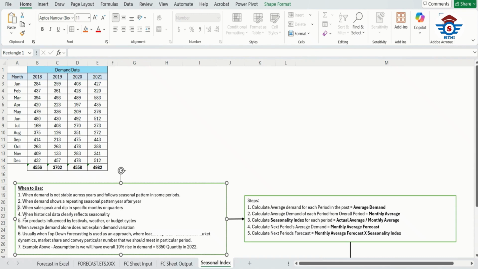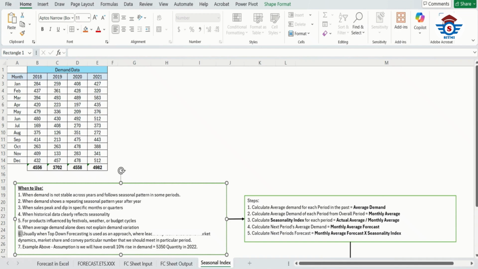Third, when sales peak and dip in specific months or quarters. Whenever there are ups and downs in the demand pattern in a specific period, we should ideally look for seasonal index calculations. The fourth is when historical data clearly reflects the seasonality. And finally, whenever average demand alone does not explain the demand variation. Sometimes it is not very easy to understand future forecasting based on the average demand of past periods, and that's why we also have to consider that average demand alone does not explain the demand variation.